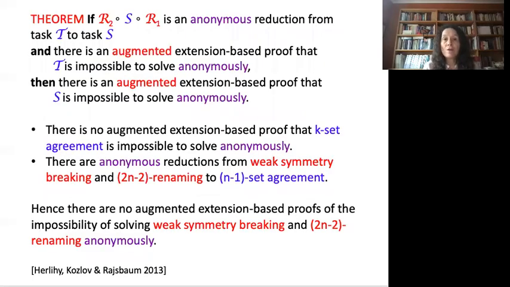It is straightforward to extend our reduction theorem to anonymous protocols. If there is an anonymous reduction from task T to task S, and there is an augmented extension-based proof that T is impossible to solve anonymously, then there is an augmented extension-based proof that S is impossible to solve anonymously. Moreover, our proof that there is no augmented extension-based proof that K-set agreement is impossible to solve can easily be extended to show that K-set agreement is impossible to solve anonymously. Since there are anonymous reductions from weak symmetry breaking and 2n-2 renaming to n-1 set agreement, it follows that there are no augmented extension-based proofs, and hence no extension-based proofs, of the impossibility of solving weak symmetry breaking and 2n-2 renaming anonymously.